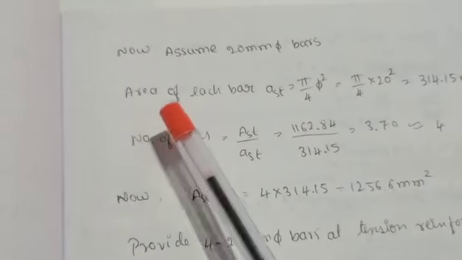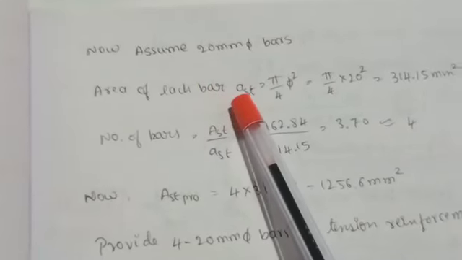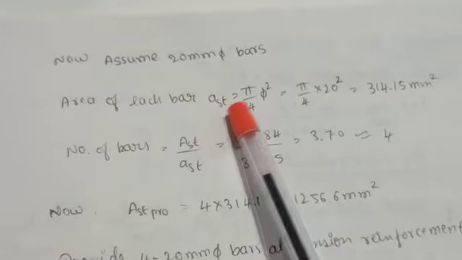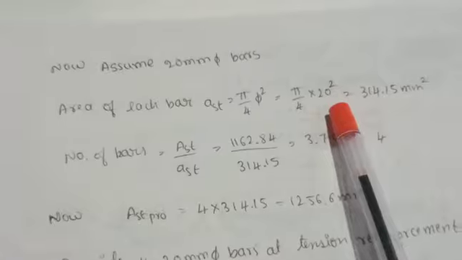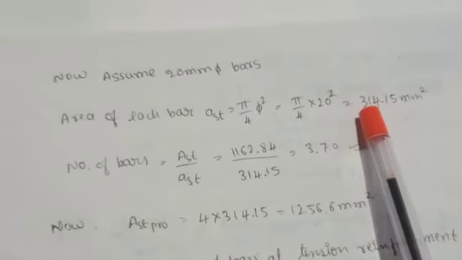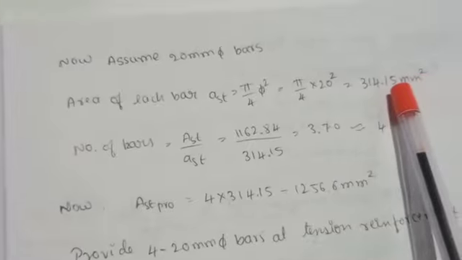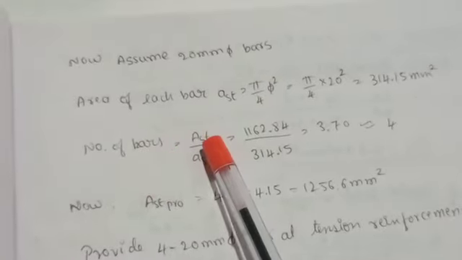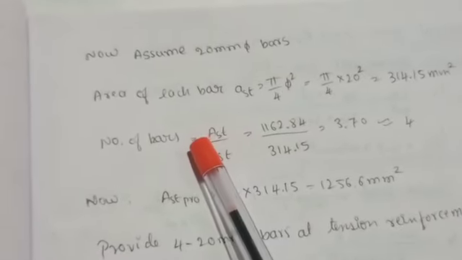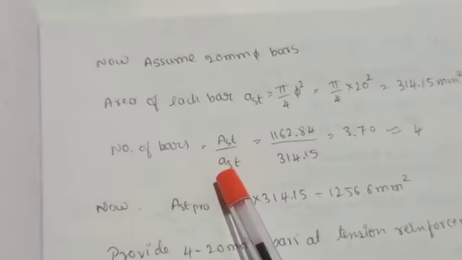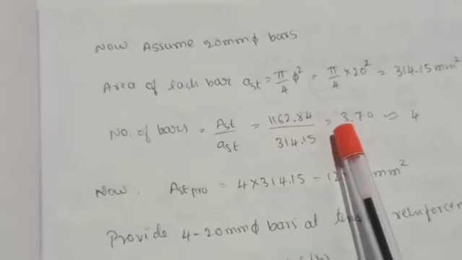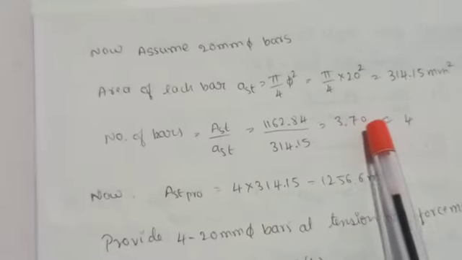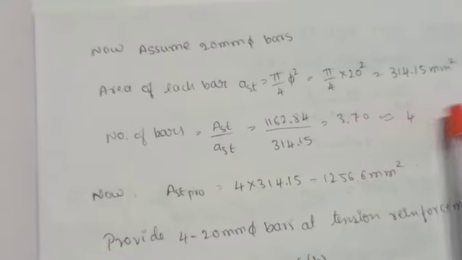So here we need to calculate the area of each bar. For that, we have the formula small Ast is equal to pi by 4 into phi square. Substitute all the values, simplify this, we will get 314.15 mm square. This is nothing but the area of each bar. So now we have to calculate the number of bars, that is Ast which we have calculated divided by area of each bar. Substitute the value, simplify this, we will get the number of bars as 3.70. I am taking the approximate value, that is 4 numbers.